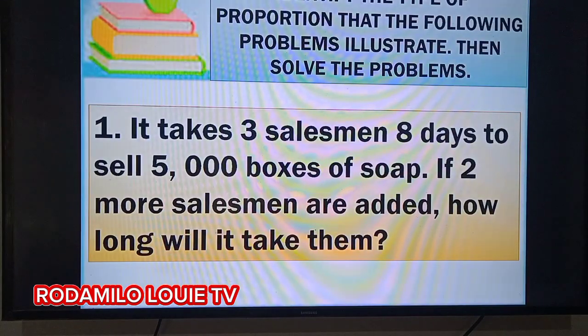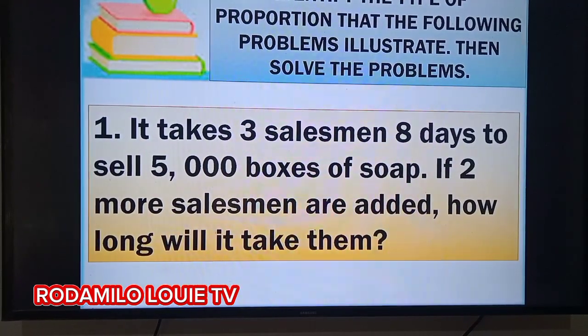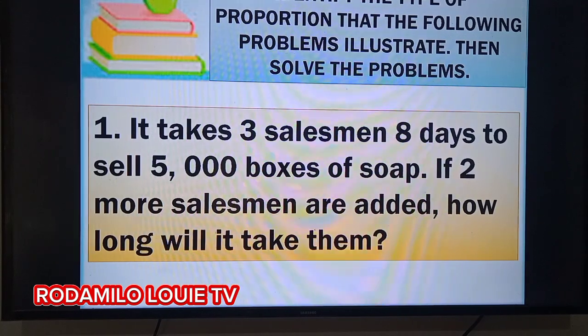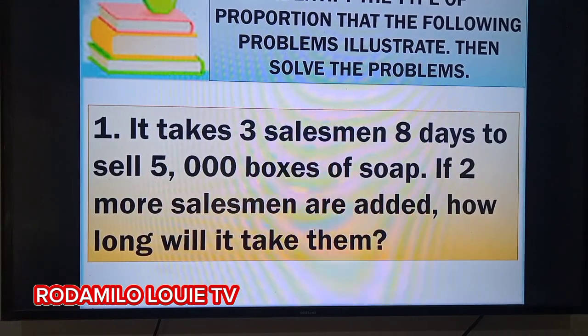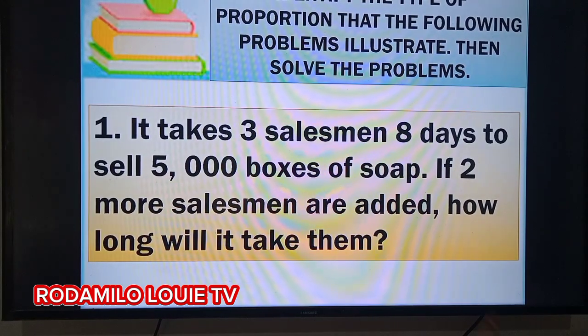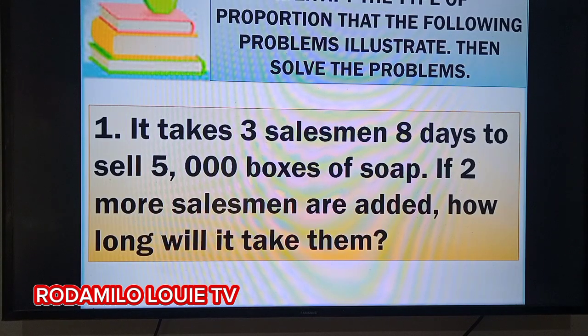So let's practice. We have a problem. Identify the type of proportion that the following problems illustrate, then solve the problems. This is the time that you need to answer these problems if you understand our discussion. So let's answer and comment down below your answer.